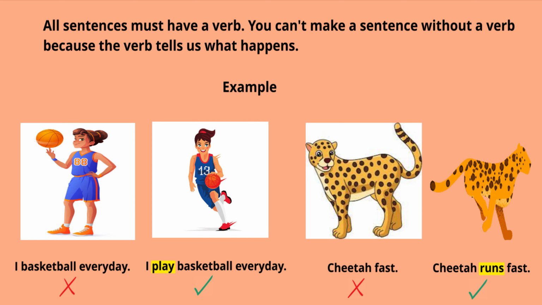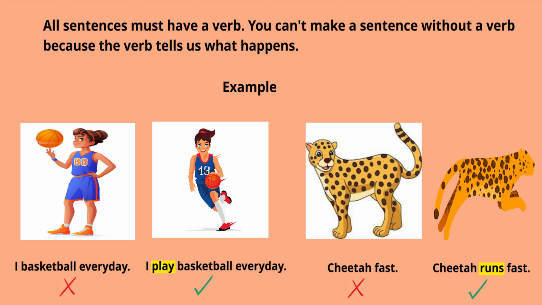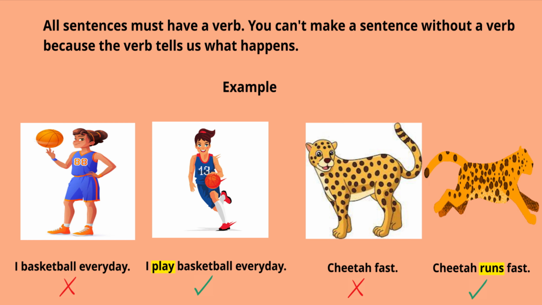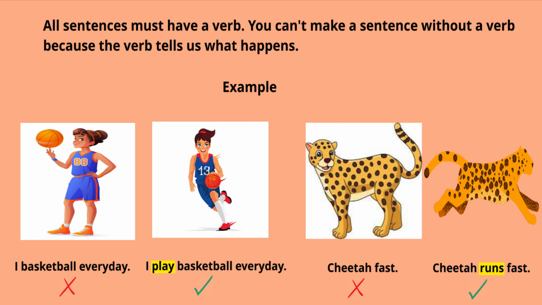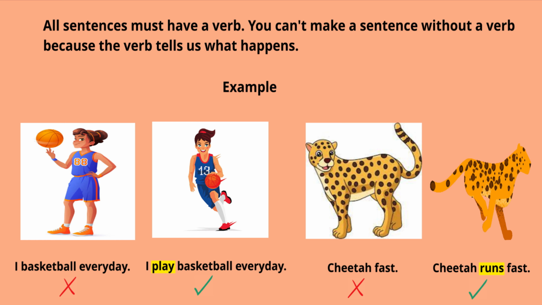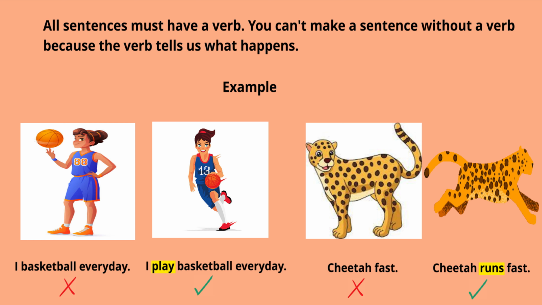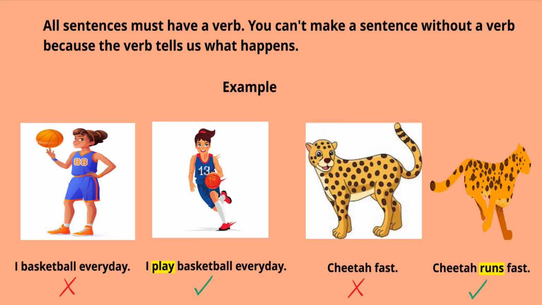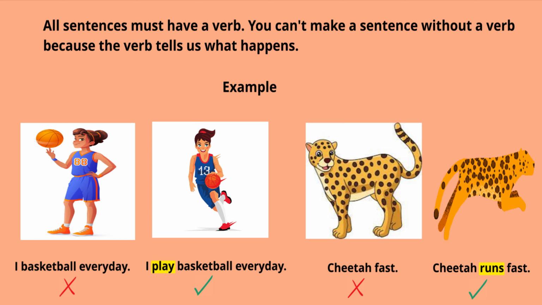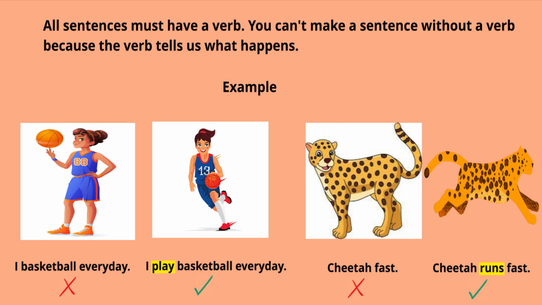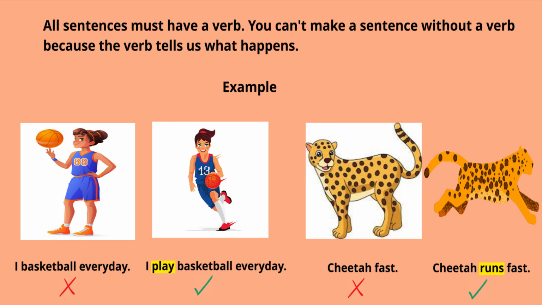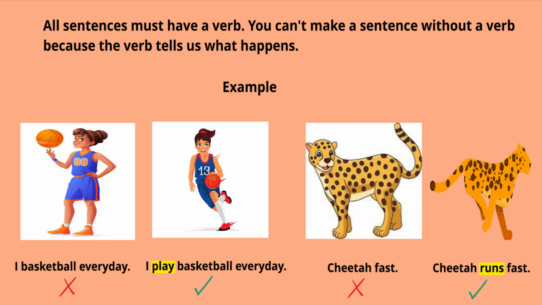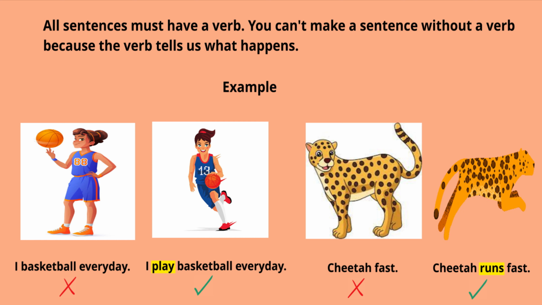So in the first image, what do you see? You see a girl holding a ball, right? Basketball. In the second image, what do you see? You see her playing, right? If I say that I basketball every day, does that make any sense? No, right? So that is wrong. So what should you say? I play basketball every day. So play in this sentence is the verb because it is telling what you are doing. It is telling the action.